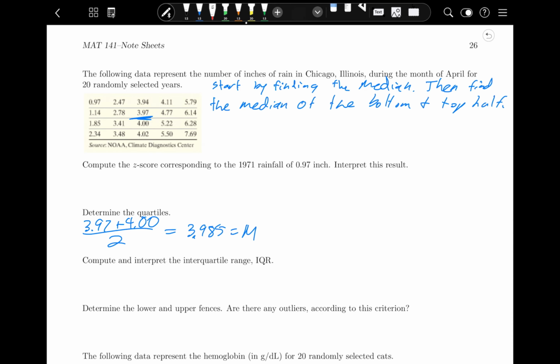So to find Q1, I do the same thing, but just for the bottom half. So I go 1, 1, 2, 2, 3, 3, 4, 4, 5, 5. Okay, so then Q1 is going to be 2.78 plus 3.41 divided by 2. And then I can do the same thing on the top half to find Q3. So that's 1, 1, 2, 2, 3, 3, 4, 4, 5, 5.